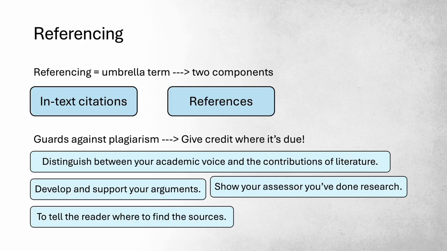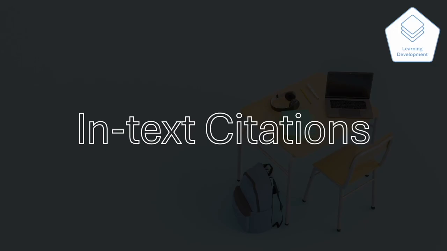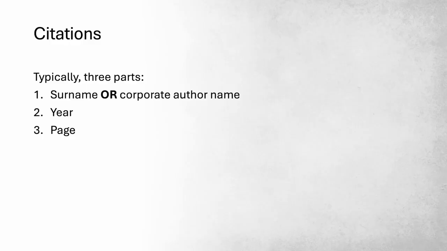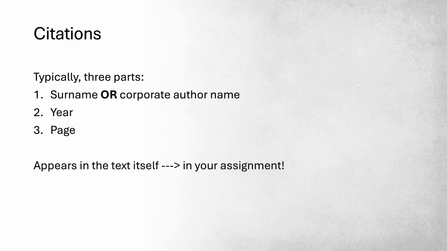It shows your assessor you've done some research, and it also shows your assessor where to locate the sources you've used. In-text citations. Typically, there are three parts in an in-text citation: the surname of the author, or a corporate author name if you've used something like the Chartered Management Institute or the BBC, the year the source was published, and a page number.